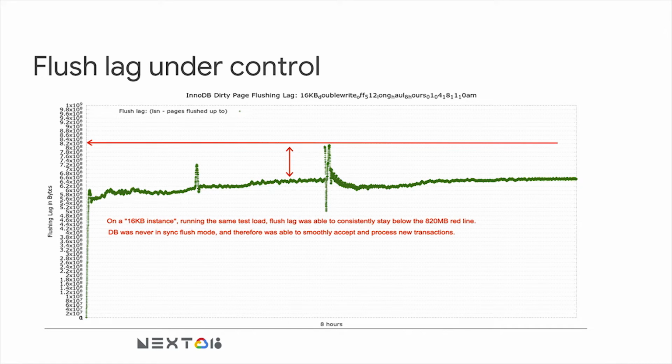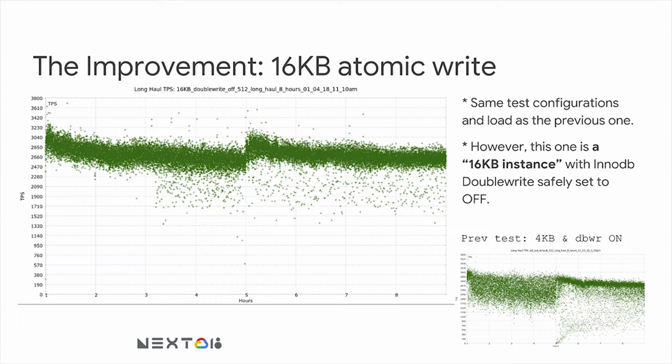Oh, sorry, there are too many slides here. I want to show the effect of disabling double writes. If you recall the flush lag graph from previously, it was hitting the red line consistently. This is with the 16 KB feature. As you can see, we are able to effectively suppress the flush lag well below the red line. The next slide shows the TPS result. Shown in the middle of the chart is the TPS running exactly the same load, an 8-hour run with 512 threads, and the performance is generally pretty stable and consistent. The lower right corner was doing 4 KB and double write.